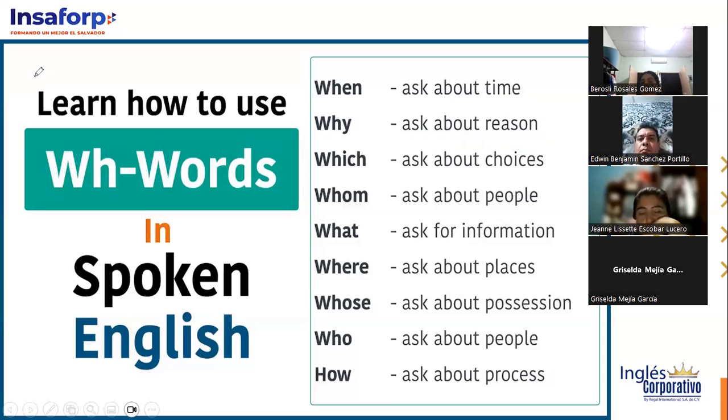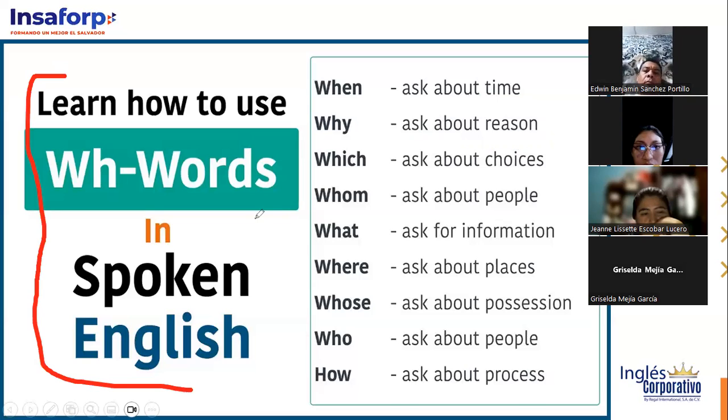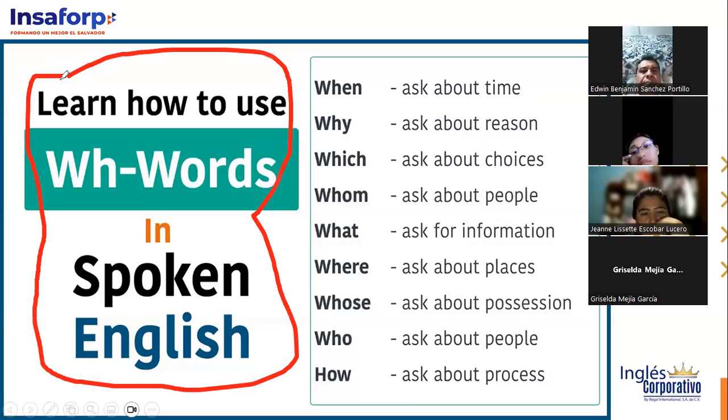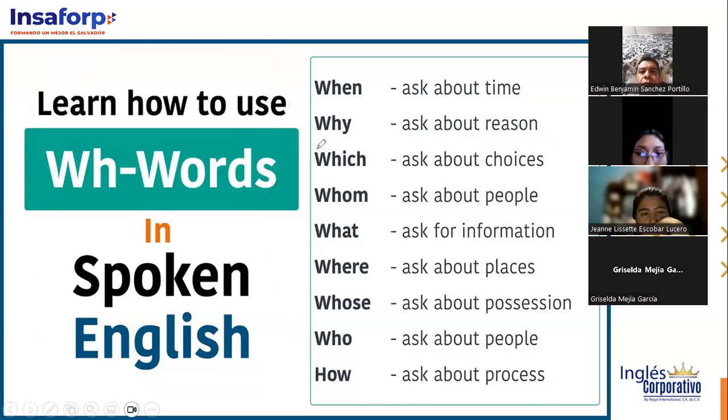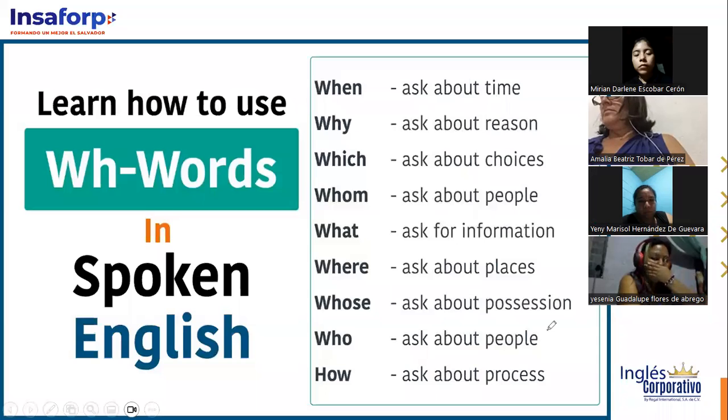If you see here, it says, learn how to use WH words in spoken English. Can you see this part? Okay. Liliana, how do we use "which"? To ask about choice. Okay. Edwin, when are we going to use "whom"? To ask about people. And if you didn't know it, we use "whom" for formal spoken language. Okay, that is more formal.